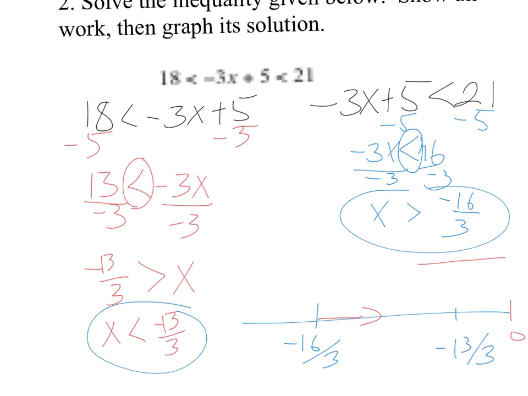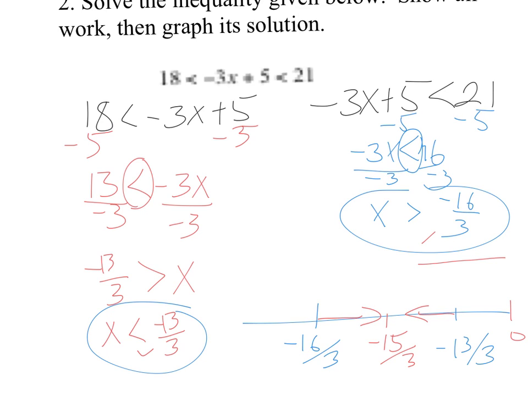Okay. What are some numbers between these two things? How about negative 15 over 3 is somewhere in between. Cool. Negative 15 over 3 is less than negative 13 over 3. That works there. Negative 15 over 3 is greater, in other words, it's more positive than negative 16 over 3. That works there. So we're really looking at the region between these two places.